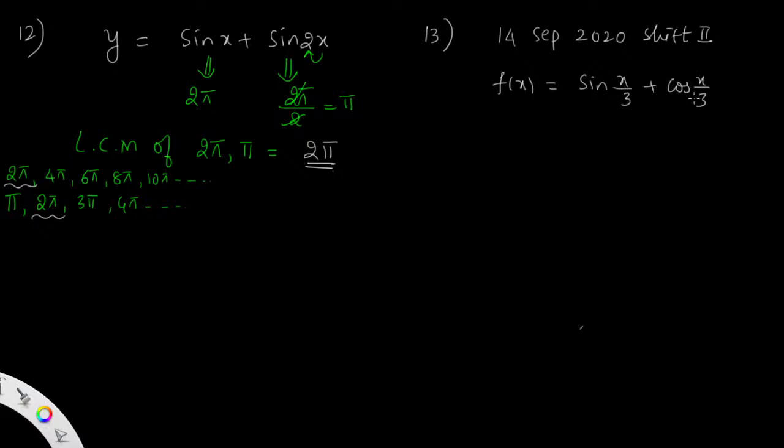How many of the people give the correct answer? I will check. Try to solve it and give the response in the chat box. Question number 13 belongs to 14th September 2020, shift 2: sin x by 3 plus cos x by 2. This is cos x by 2. Now start. We are doing the 13th one.